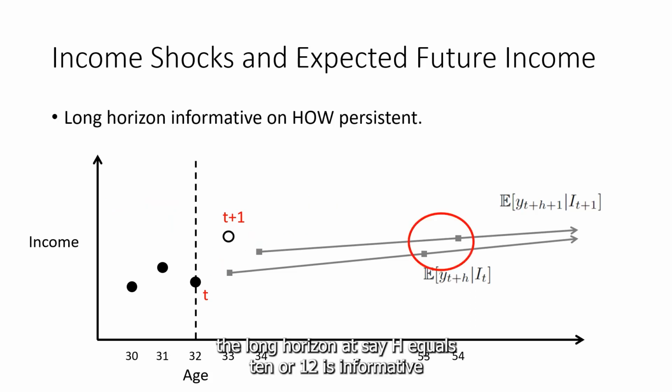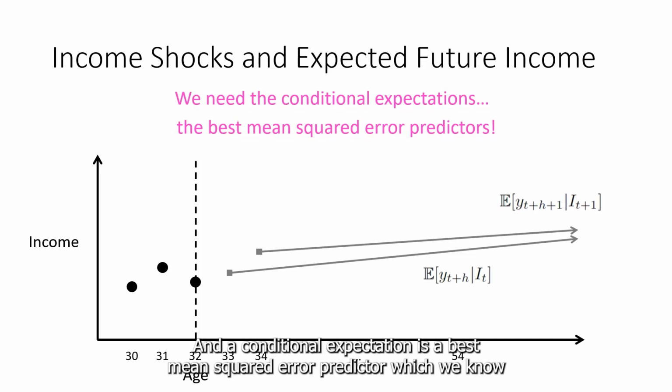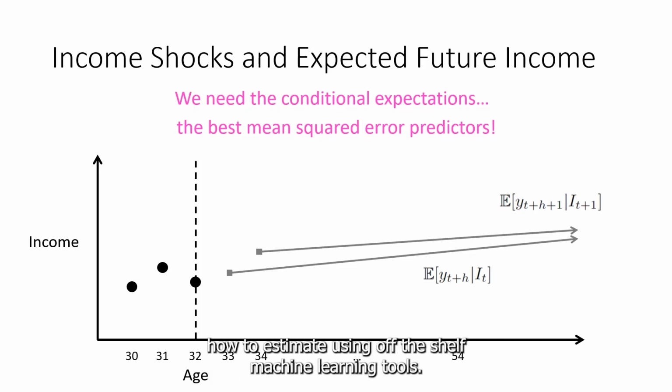The long horizon at, say, h equals 10 or 12 is informative of how persistent the shock is further into the future. So this gives us a non-parametric definition of income shocks and their persistence. All we need in order to compute them are these conditional expectations, and a conditional expectation is a best mean squared error predictor, which we know how to estimate using off-the-shelf machine learning tools.